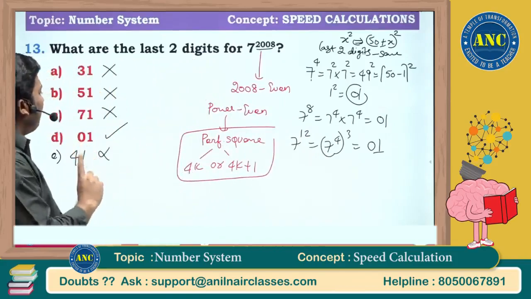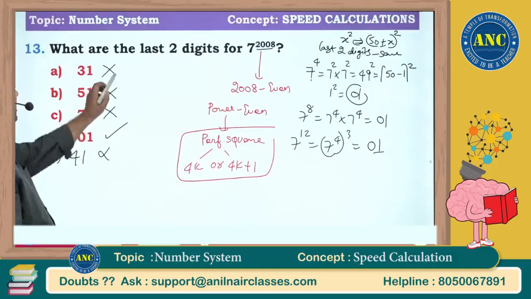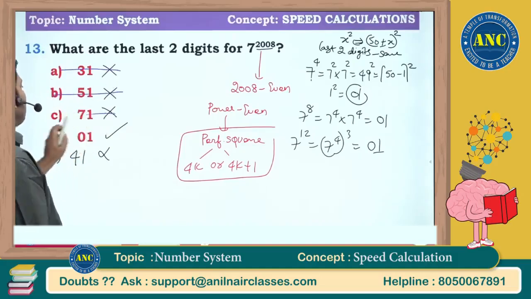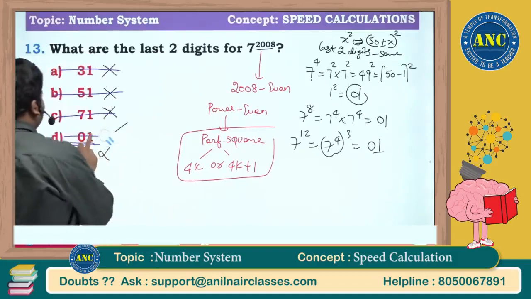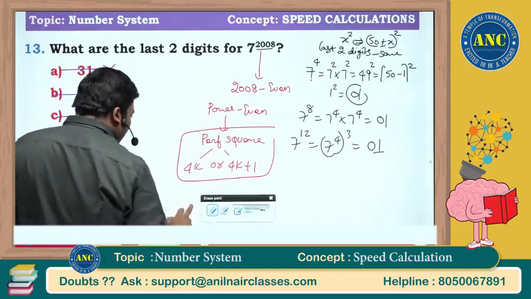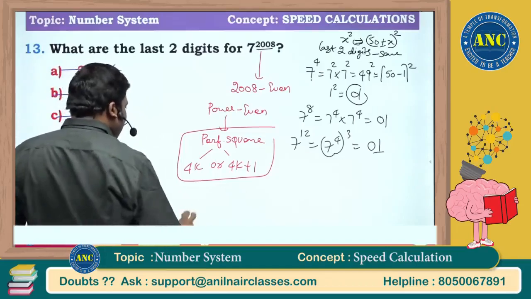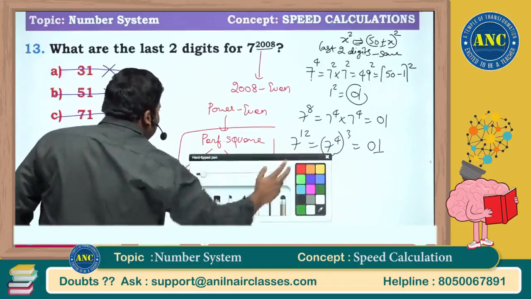31 is out. 51 is out. 71 is out. 41 will also be out. So the answer is 01. In a hurry, I said 01 is out. 01 is not out. So the answer is 01.